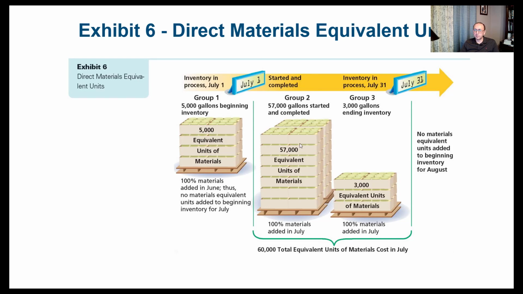And then we have 3,000 gallons of ending inventory. These are the units that were started but were not completed. But again, the material is going to be complete in this case. So we have the 57 and the 3,000. That will give us a total of 60,000 equivalent units of material cost in July. Again, remember, no material equivalent units are added to beginning inventory for August, because for the equivalent units, this is going to be already used, so it's going to be 0 for August.